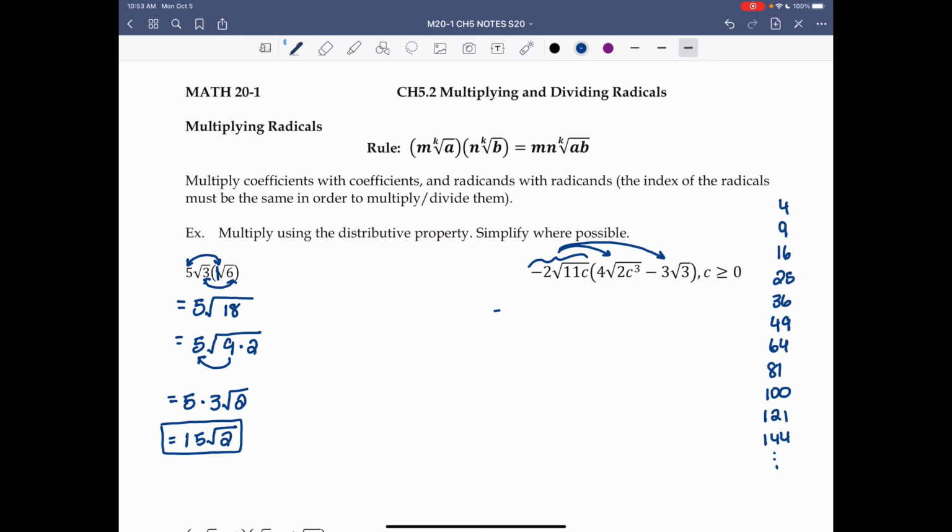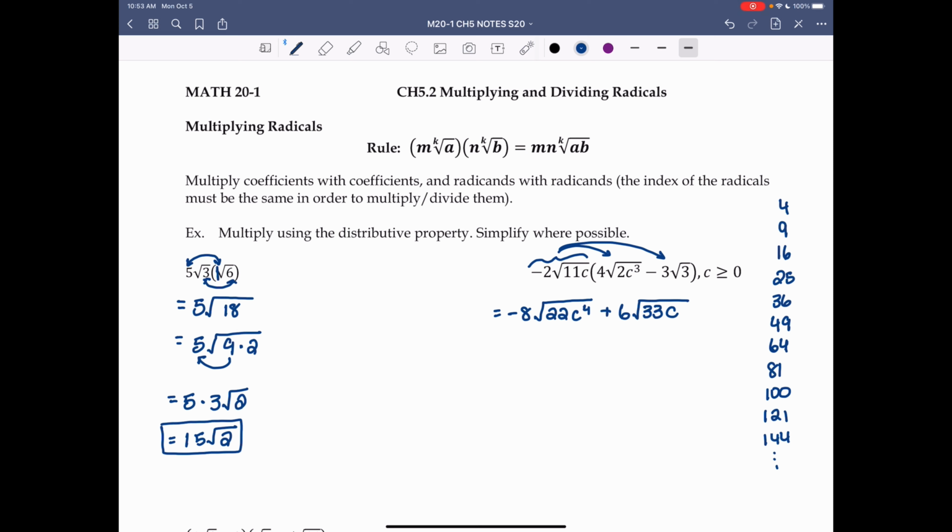First term, coefficient times coefficient. Negative 2 times 4 is negative 8. They're both square roots, so we can multiply those. 11 times 2 is 22. c times c to the 3 is c to the 4. Second term, negative 2 times negative 3 is positive 6. Square root, 11 times 3 is 33, and then we have c.